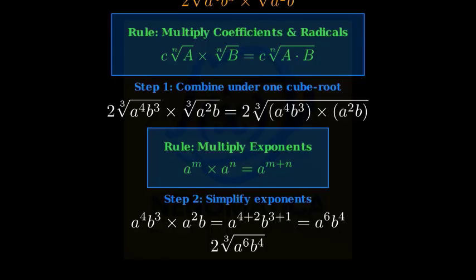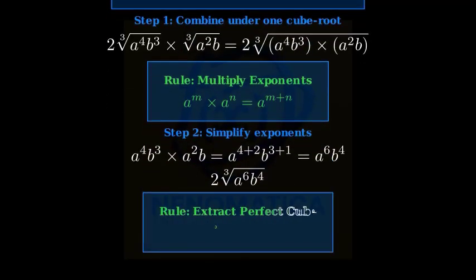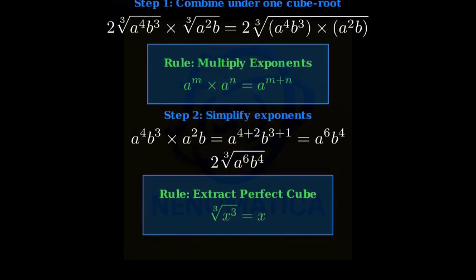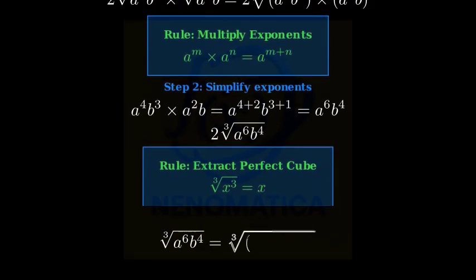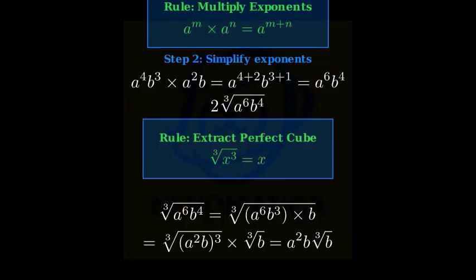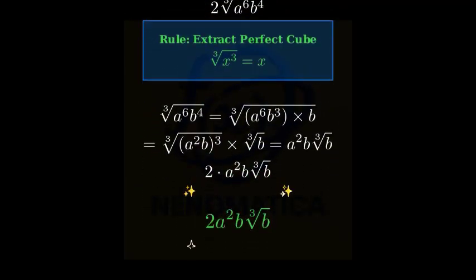For our final step, we'll extract any perfect cubes from under the radical. The rule states that the cube root of x cubed equals x. We can rewrite a to the 6th power times b to the 4th power as a to the 6th power times b cubed times b to the 1st power. Now, a to the 6th power times b cubed equals a squared times b, all cubed. So we can extract this perfect cube from the radical, giving us a squared times b multiplied by the cube root of b. Combining with our coefficient, our final answer is 2 times a squared times b times the cube root of b.